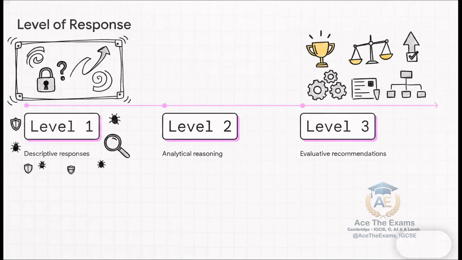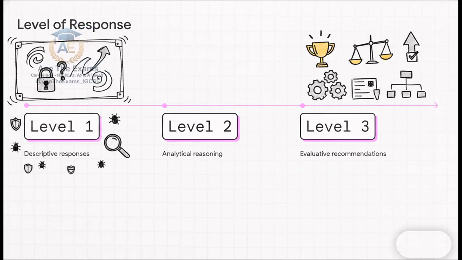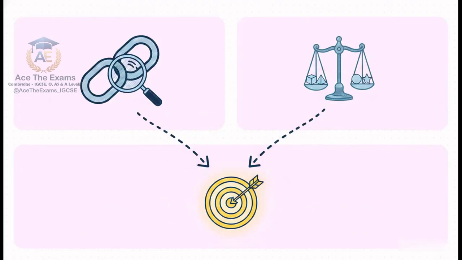To reach Level 2, your answer must become analytical. You have to explain how and why background scanning or heuristic analysis works in the specific scenario provided. But the absolute top-tier Level 3 answers, those are evaluative. This demands comparing different approaches, like weighing the pros and cons of physical access logs versus software firewalls, and making a fully justified recommendation.